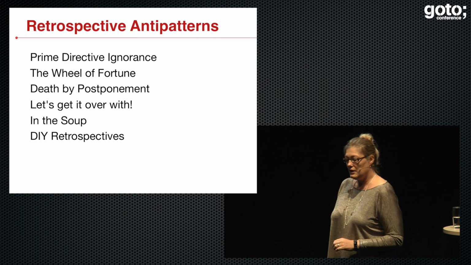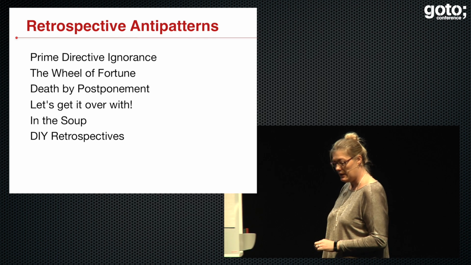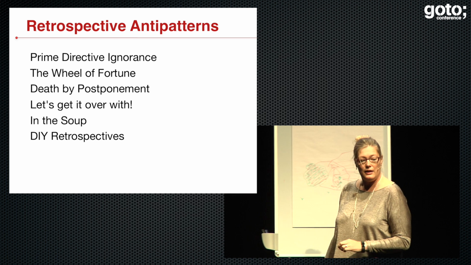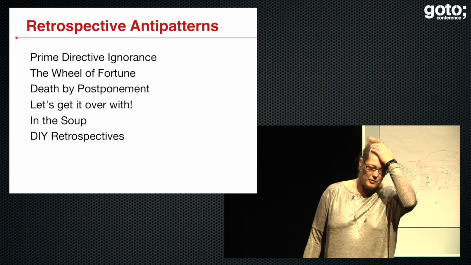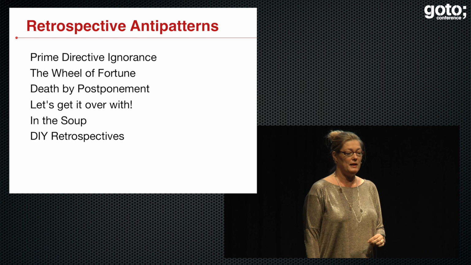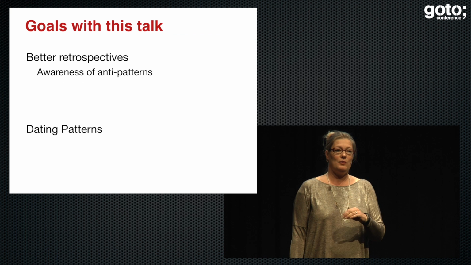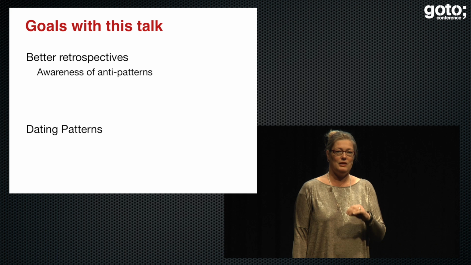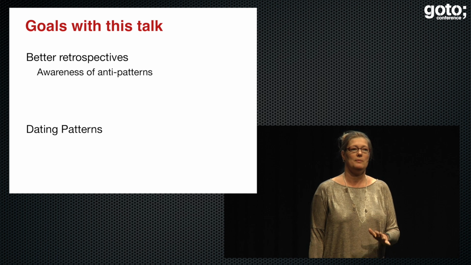So these were the 6 retrospective antipatterns: Prime Directive ignorance, the Wheel of Fortune, death by postponement, let's get it over with, in the soup, and do-it-yourself retrospectives. So the reason why I wanted to share this with you is that I really believe that one of the good things about antipatterns is the awareness about antipatterns.